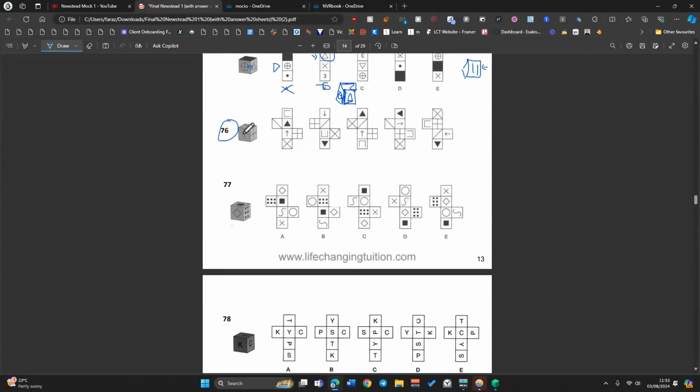So question 76, the arrow has to be pointing upwards towards the diagonal line. Well, it's pointing towards a triangle here, so it can't be A. It's pointing towards a diagonal line here, so that should be alright. And it does seem to be next to the plus as well, so it should be B here as well. And just to very quickly check the other ones, this one is pointing away from the diagonal line, so it can't be that. And this one is pointing the right way.